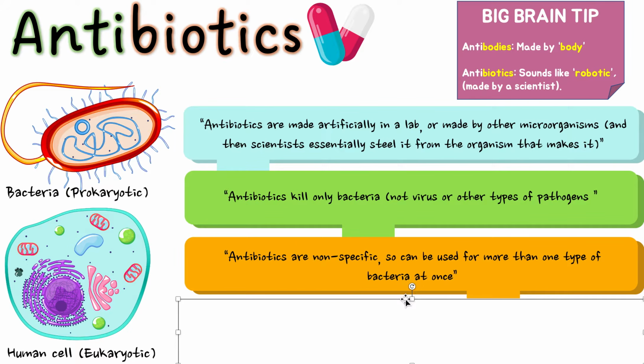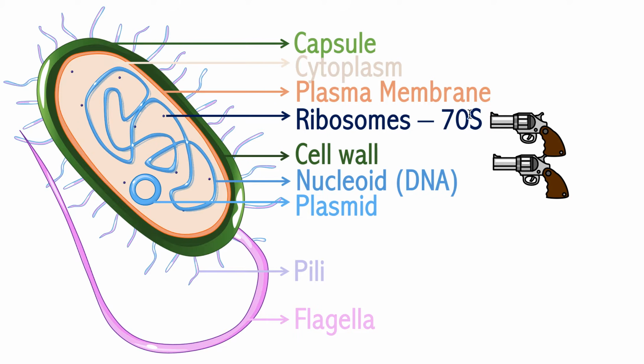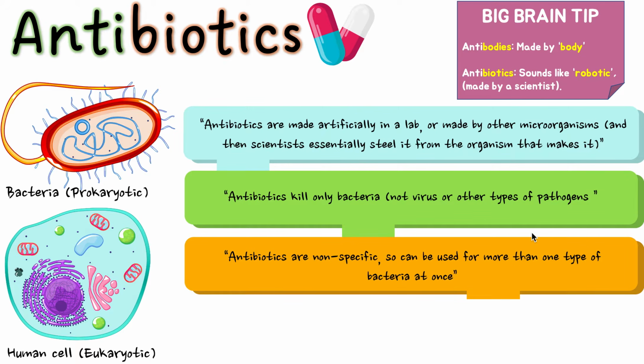Okay, antibiotics are non-specific. So remember, antibodies were specific. That specific antibody could only kill one kind of specific pathogen, whereas antibiotics are general medication, like I just said. So the scientists will make a medication against ribosomes, these 70S ribosomes. All bacteria have 70S ribosomes, so that medication will not only work for this kind of bacteria, but it will work for every kind of bacteria. All bacteria have a cell wall. So in that way, antibiotics, unlike antibodies, are non-specific. One kind of medication could work for almost every kind of bacteria, okay?